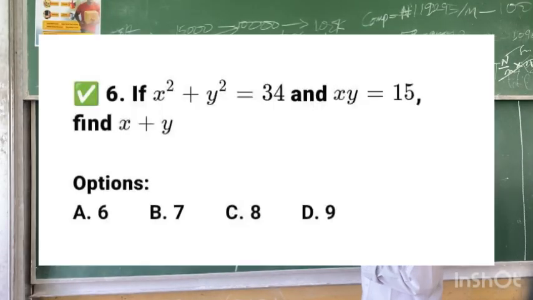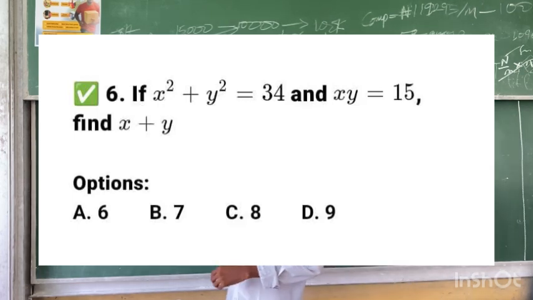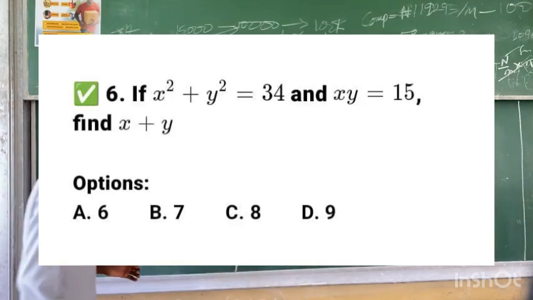Question 6 says, if x squared plus y squared is equal to 34 and xy is equal to 15, find x plus y. Option A, we have 6. Option B, we have 7. Option C, we have 8. And option D, we have 9.